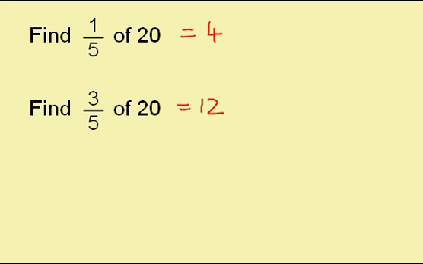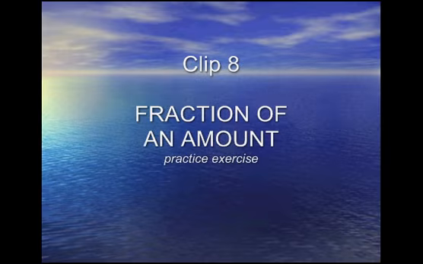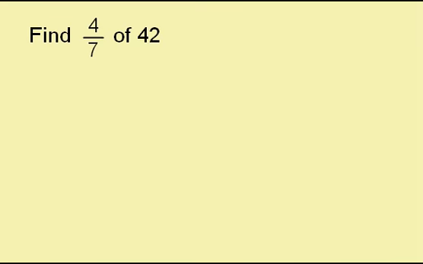To summarize, to find a fraction of a number, we divide by the bottom number of the fraction and then multiply the answer by the top number of the fraction. Here's one for you to try. Press pause and have a go at it. When you're ready for the answer, press play.